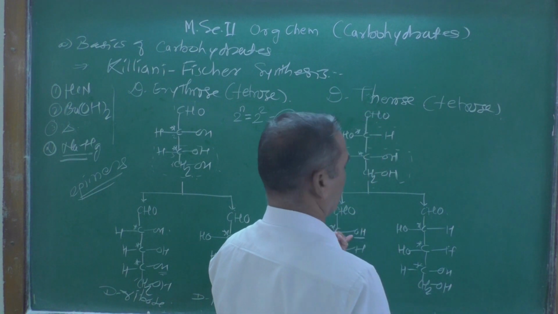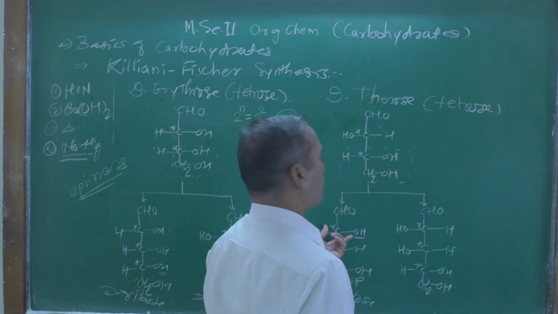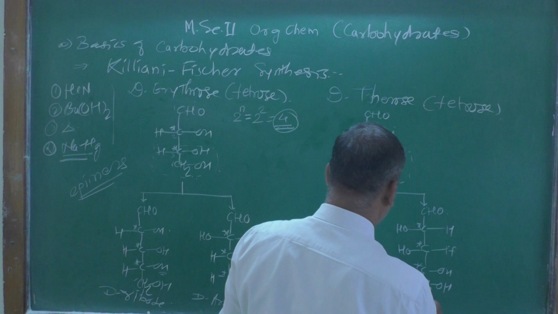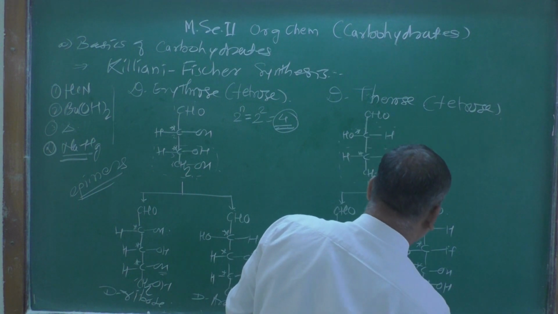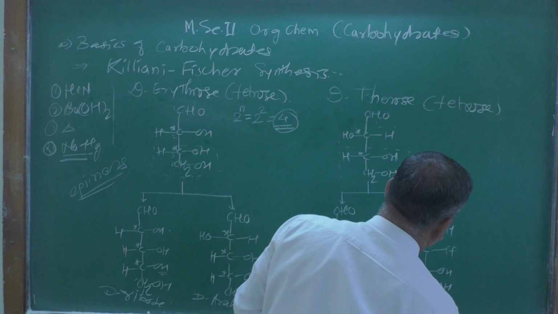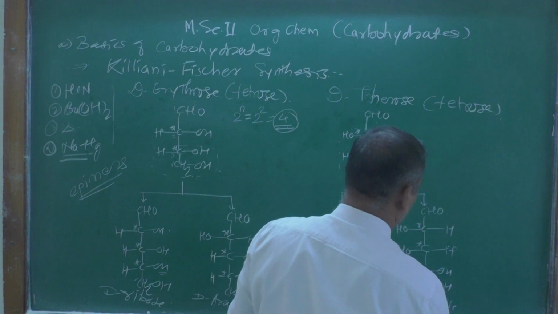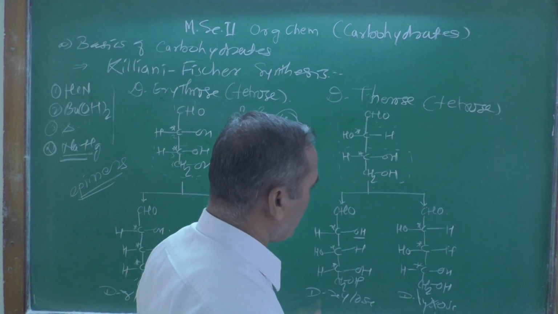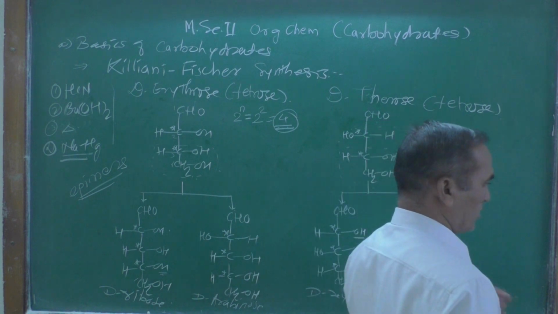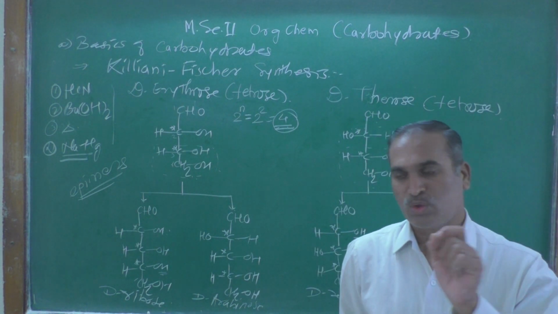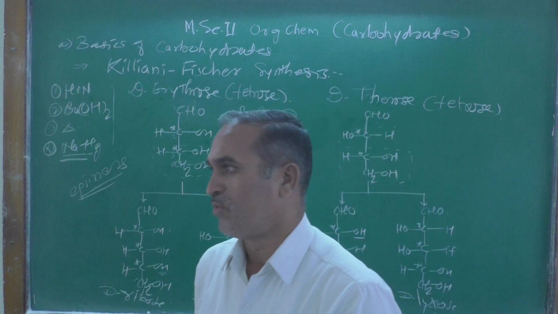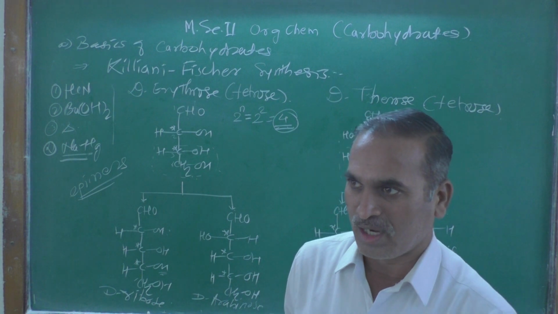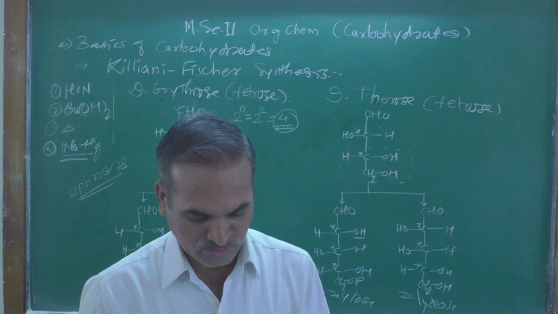If you see this one, again there are 3 chiral centers over there, and only at one chiral center the absolute configurations differ, and therefore these 2, one is D-xylose and the second one is D-lyxose. D-xylose and D-lyxose are epimers of each other because they differ at only one chiral center, one having R configuration and the other having L configuration. So that is the difference over there.